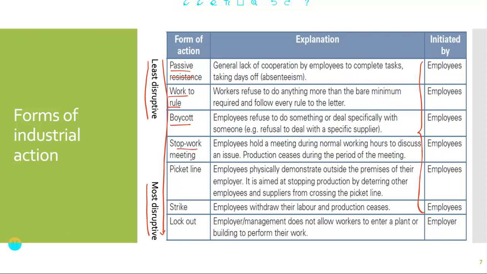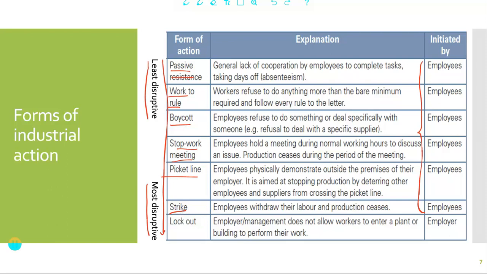They might do a stop work meeting, where they hold a meeting during normal working hours to discuss their issue, and hence production stops. They might then do a picket line where they physically demonstrate outside the business and don't let others come in, aimed at stopping production. And then we might get to a strike where employees withdraw their labor. So you can see that there are a number of ways that employees can let their businesses know that they are unhappy via industrial action, hoping in their eyes to get some change.